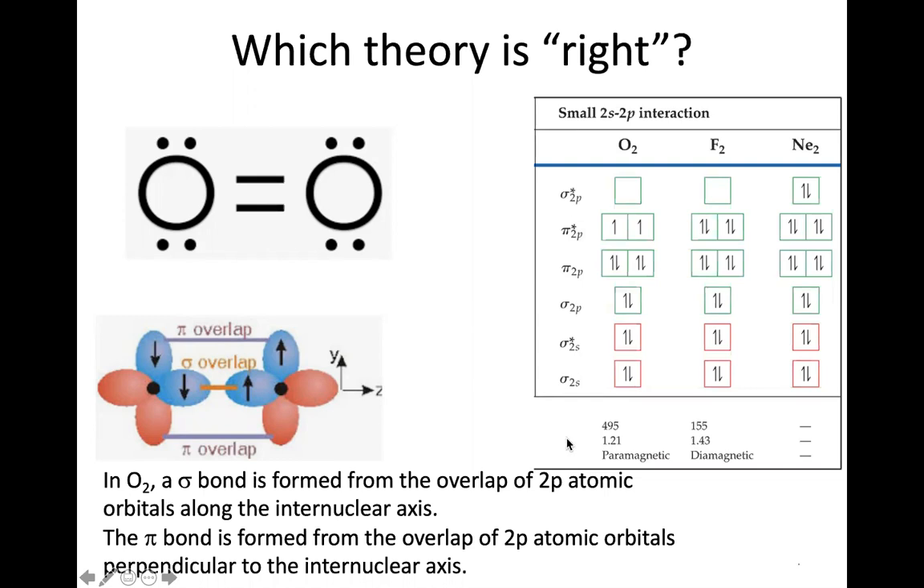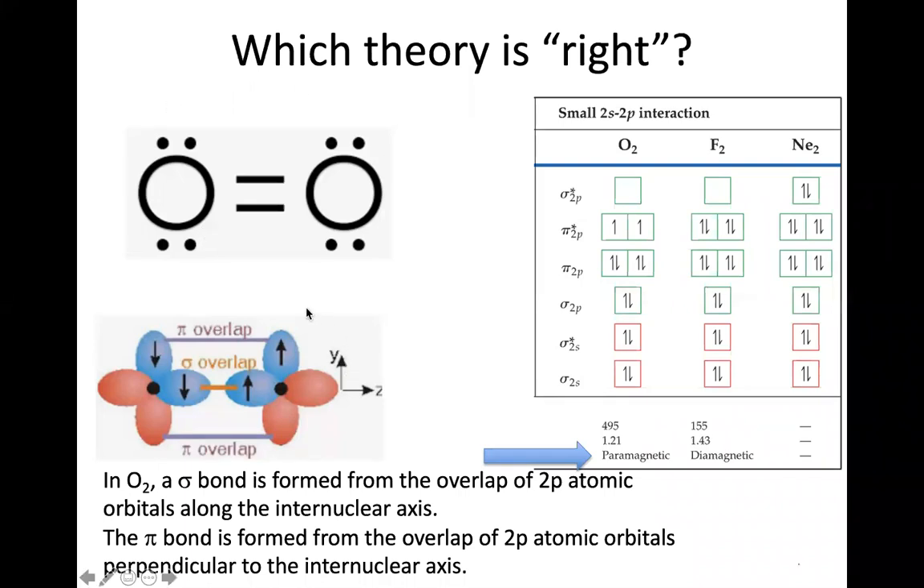Now, as far as being paramagnetic, only molecular orbital theory tells me this. Molecular orbital theory tells me that I have two unpaired electrons. Where are the unpaired electrons in my Lewis structure? They're not to be found.